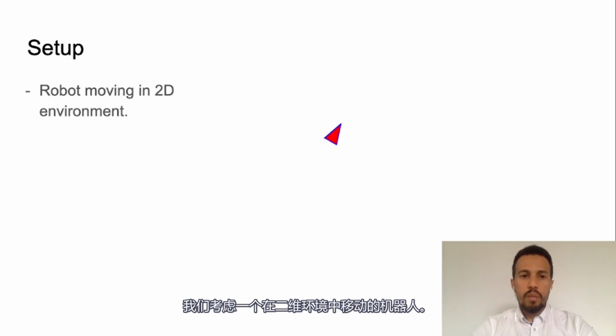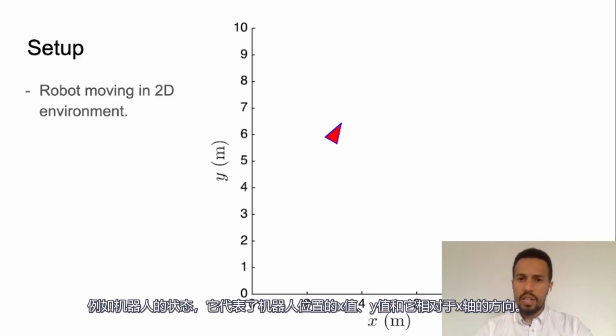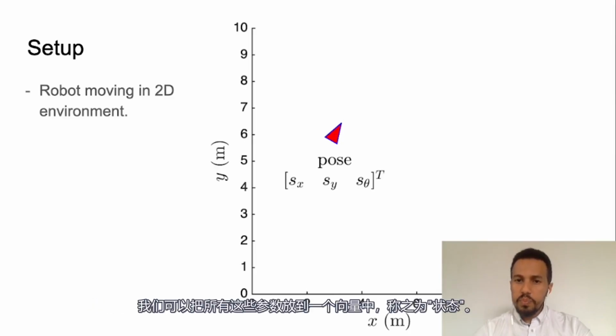Let's consider a mobile robot that is moving in a two-dimensional environment. It's always useful to consider a coordinate system in this environment that helps us to identify different parameters, such as the robot pose, which represents the robot position in terms of the x value, the y value, and its orientation or its heading with respect to the x-axis. And we can put all of these parameters into a vector that we call pose.